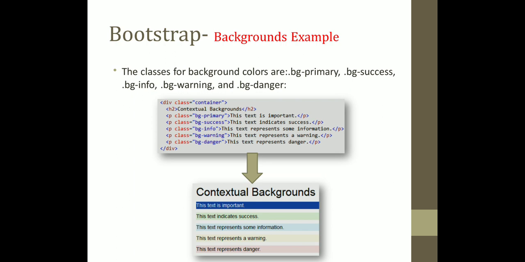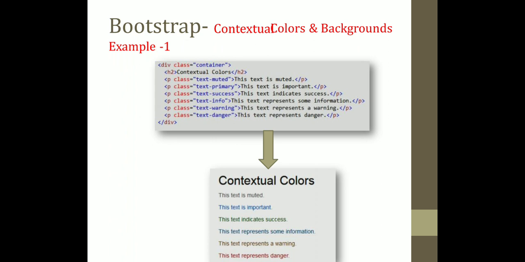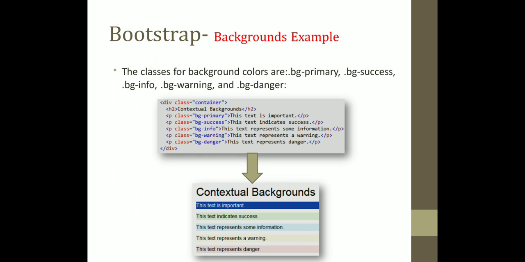So we'll see another example, like if we want to provide the background. Here we can see we have only used contextual colors. Okay, we haven't given any background color for each. Okay, so we'll see how to use that background color also. The classes for background colors are bg dash primary, then dot bg dash success, dot bg dash info, dot bg dash warning, and dot bg dash danger.